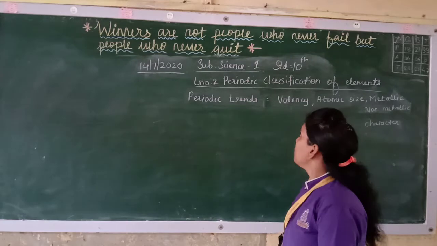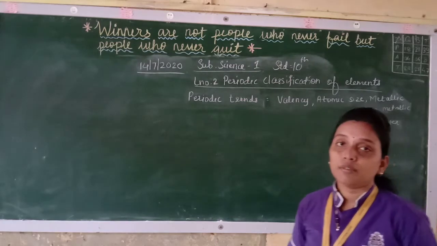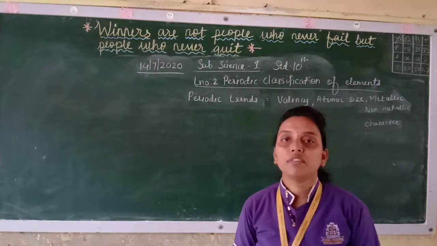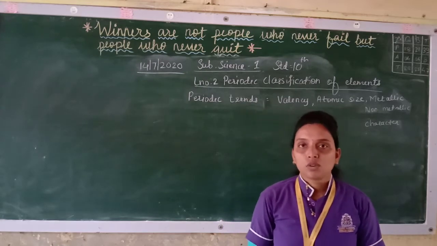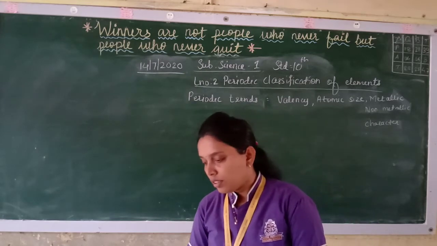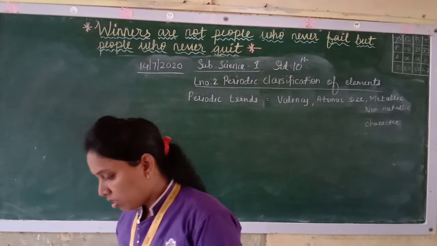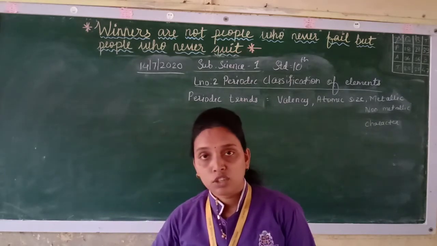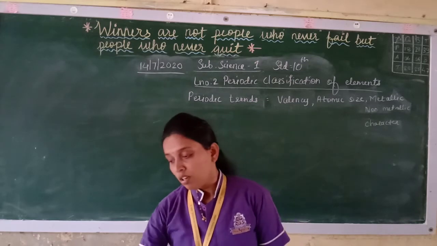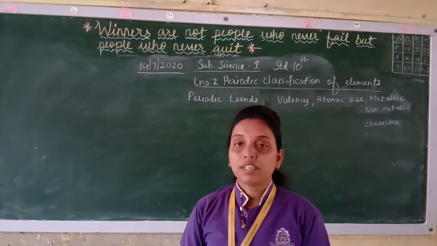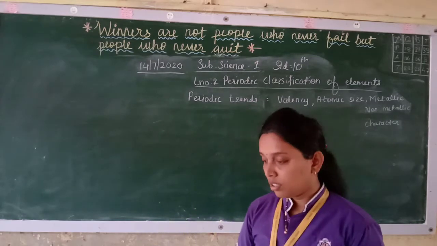Today we'll see Science 1 Standard Test, Periodic Classification of Elements. In previous sessions we had completed page number 24. That was all the electronic configuration, the groups, the laws. But now we will see the periodic trends in the modern periodic table.